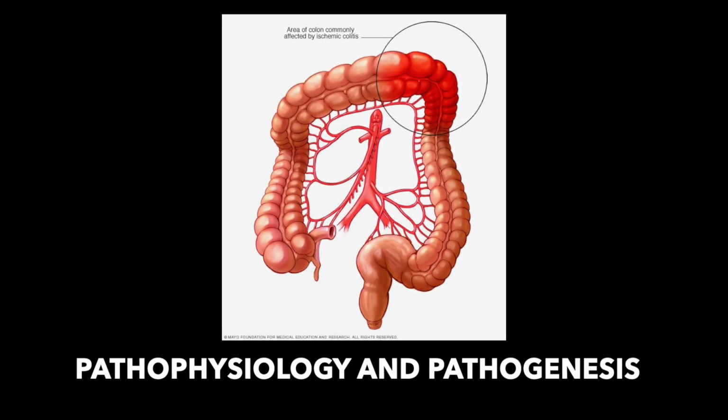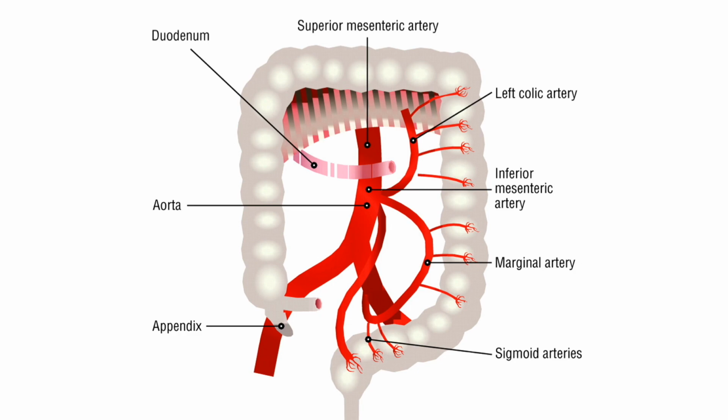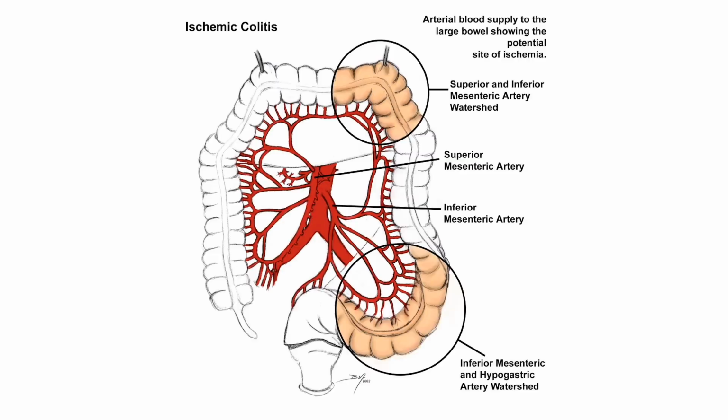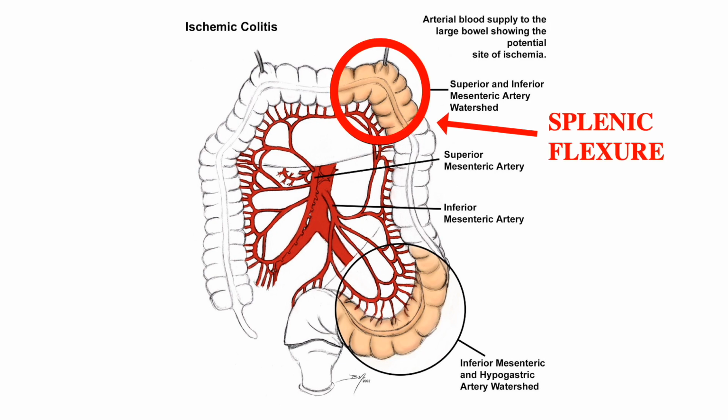Pathophysiology and pathogenesis. The colon receives blood supply from the inferior and superior mesenteric artery, and there is also collateral circulation via the marginal artery. However, there are watershed areas which are most vulnerable to ischemia, as they have the fewest vascular collaterals, for example the splenic flexure. Now let's divulge the pathogenesis of this disease, including the 2 main types, occlusive and non-occlusive.